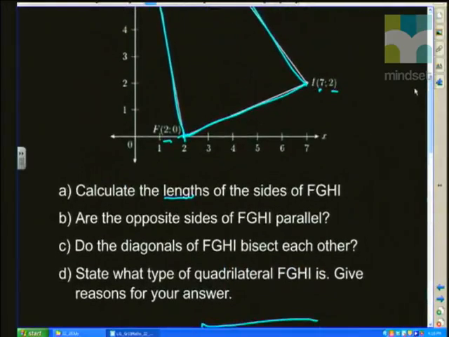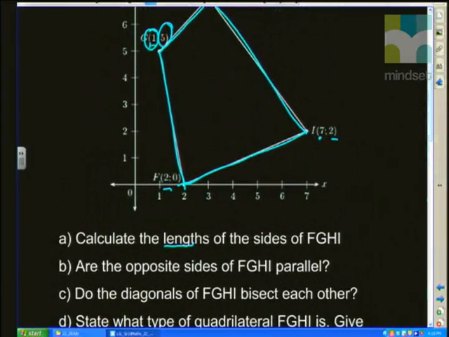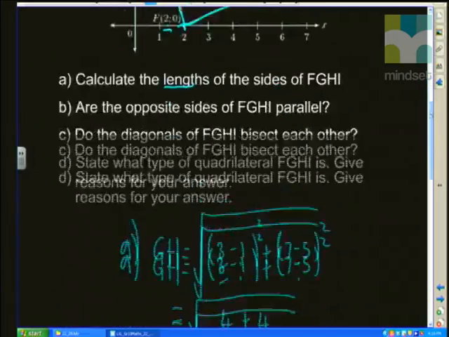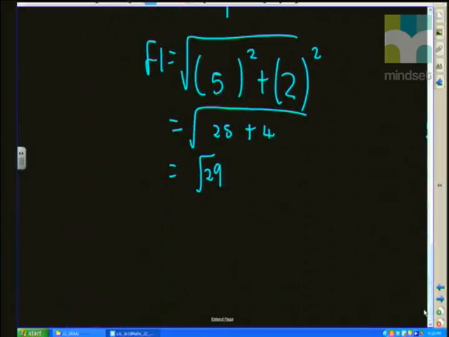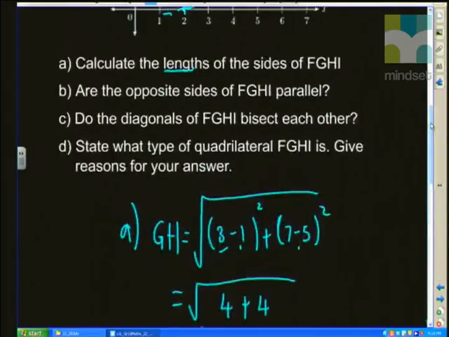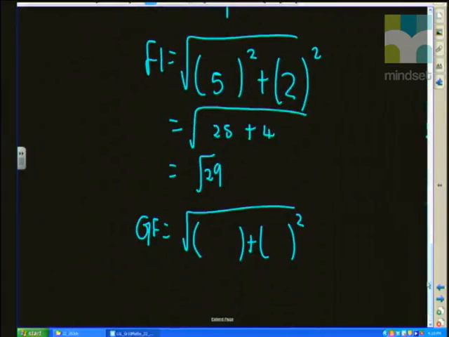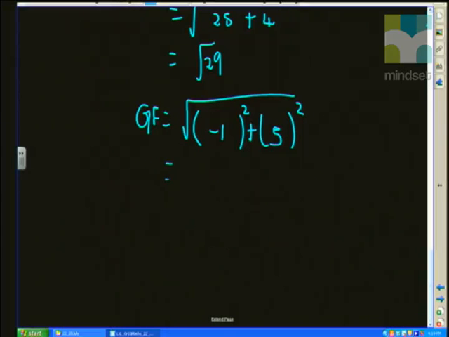Okay. And lastly, we've got the length of GF, so it's going to be 1 minus 2 squared plus 5 minus 0 squared. So this is GF. Let's go back up there to remind you guys. It's going to be the root of 1 minus 2 squared plus 5 minus 0 squared. 1 minus 2 is just going to be negative 1 squared plus 5 squared. So that's going to give me 1 plus 25, which is 26.